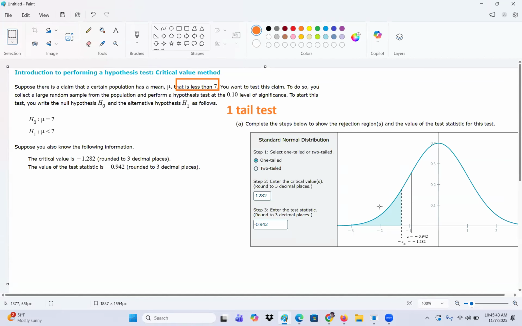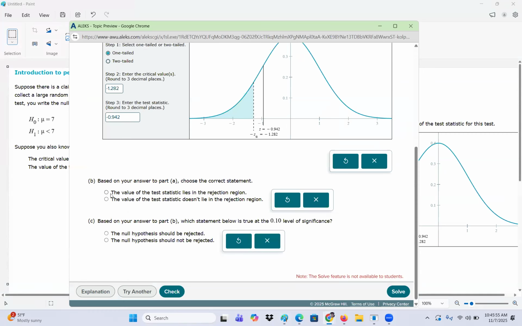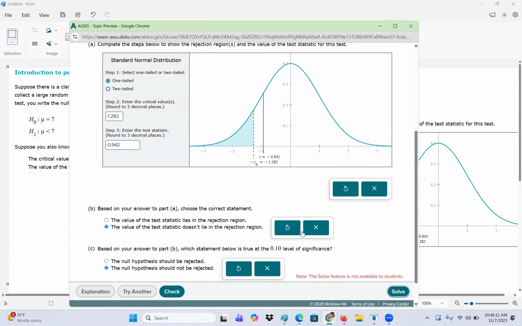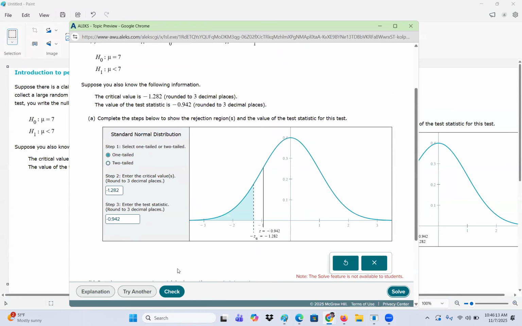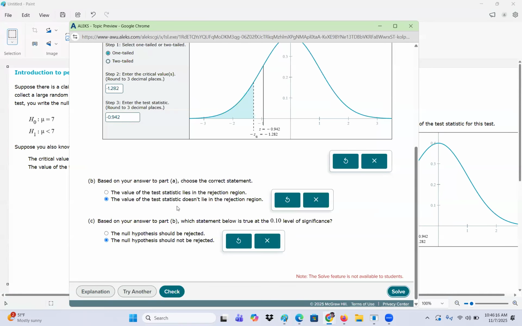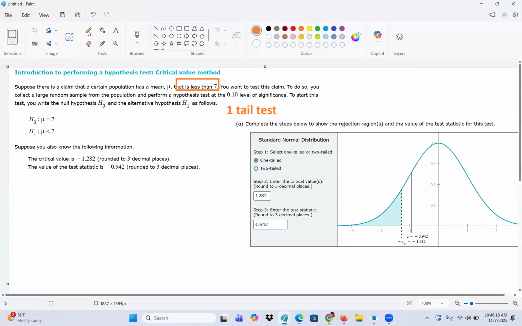Okay, if it stays outside of it, yes, we reject H0. I'm sorry, we reject H0. In other words, we say that the test value lies in the rejection region, or no, it does not lie in the rejection region, meaning that the null hypothesis should not be rejected. Okay. So this is what we have for the rejection region.